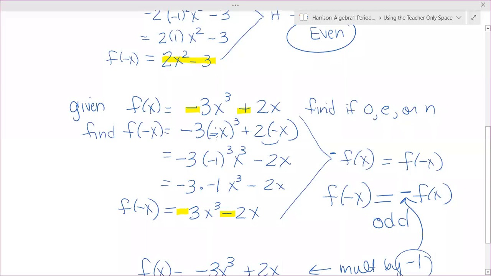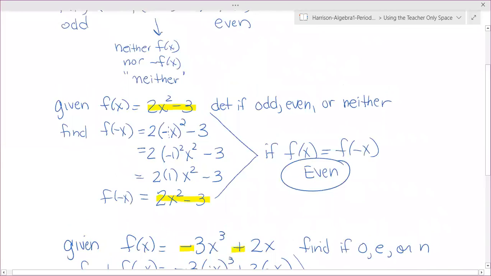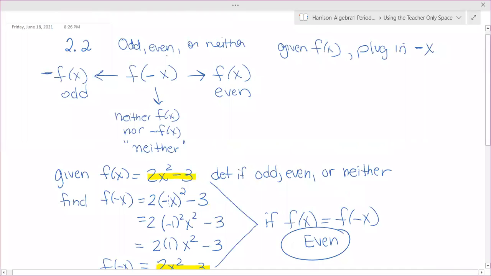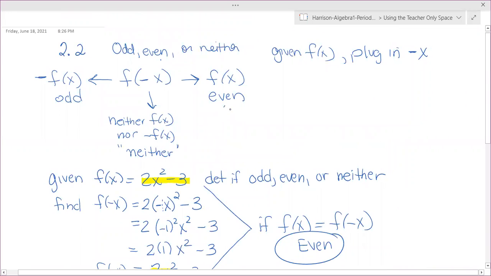Now, I'm not going to do the neither example right now, but just know that when you substitute in -x, or the opposite of x, and you don't get the same thing, and you don't get the opposite, then it's going to be neither. So again, the even is when you end up with the same function that you had when you started. It's odd if you end up with the opposite, which is what multiplying by -1 does. And then neither is neither of those. So give those a try and let me know if you have more questions.